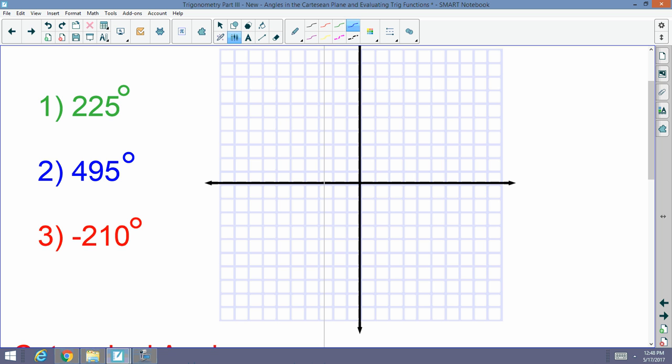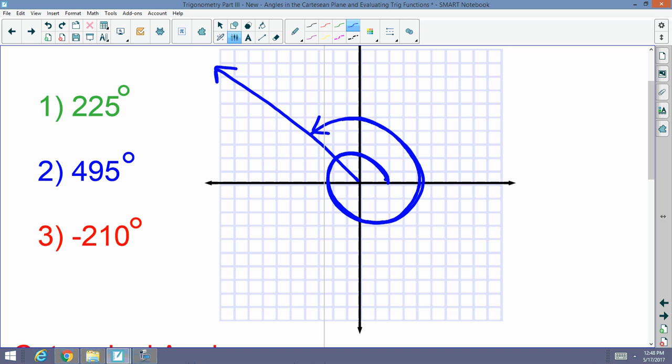Now, 495. Okay, well, 495, I know I can go one full circle, that's 360. 360 plus 90 is 450. 450 plus 45 is 495. So this angle here, guys, went 360 plus 90 plus 45. You can label the 45 here to show the reader that I went one full circle plus another 90 plus then another 45. And that whole entire angle there is 495.